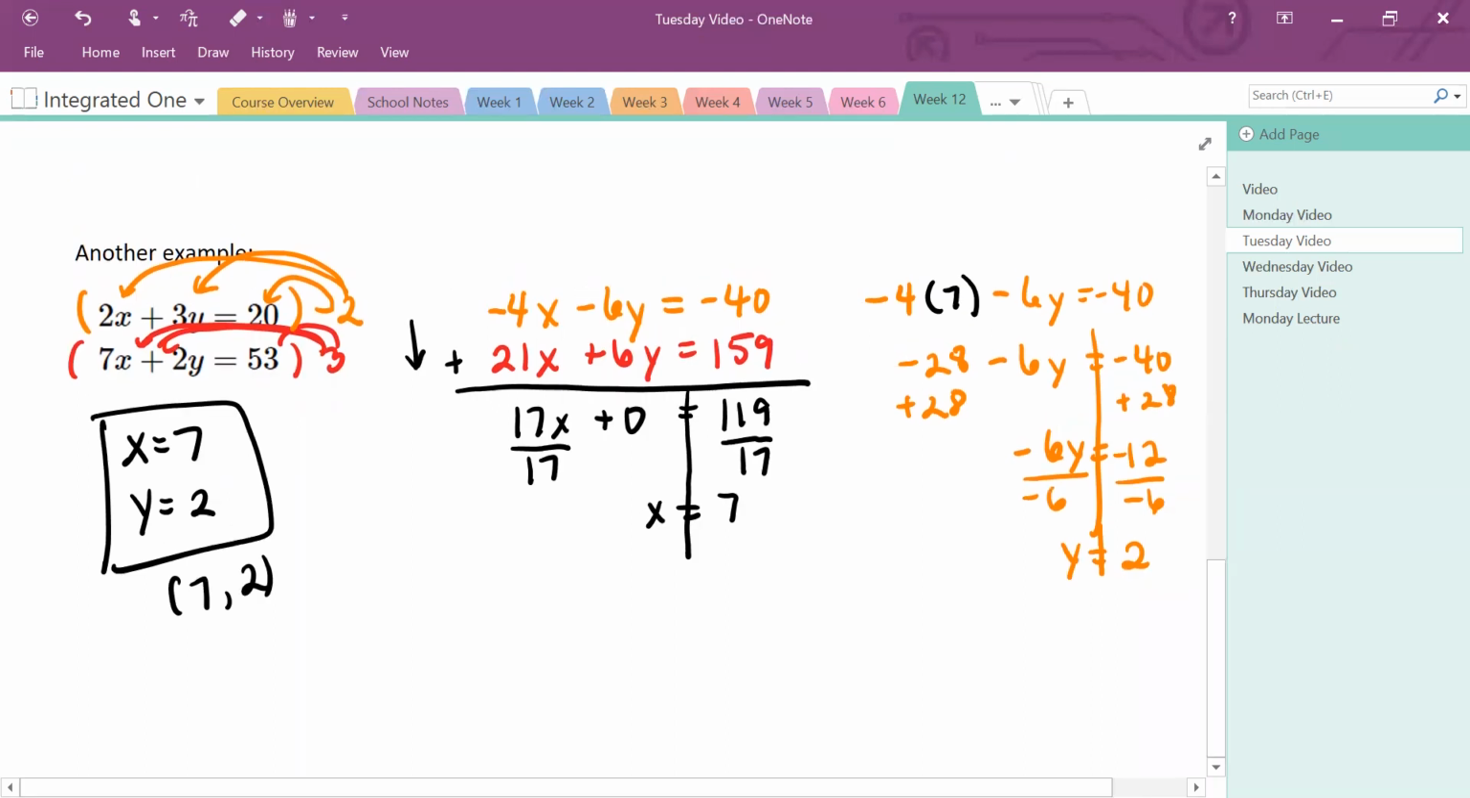All right, so this is just another method of solving with elimination. If we can't eliminate immediately, we multiply the top or the bottom, or both, in order to eliminate an x or y and solve.